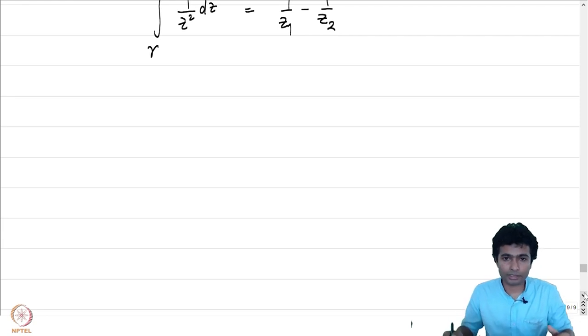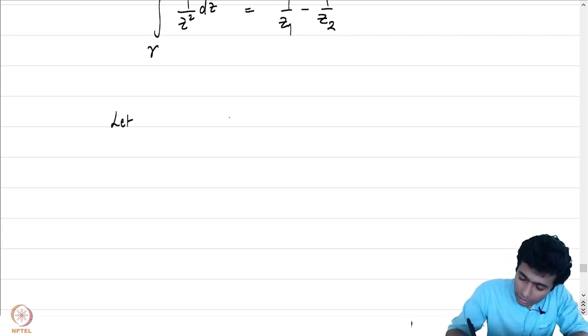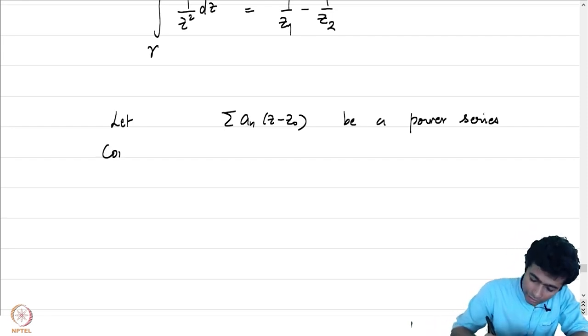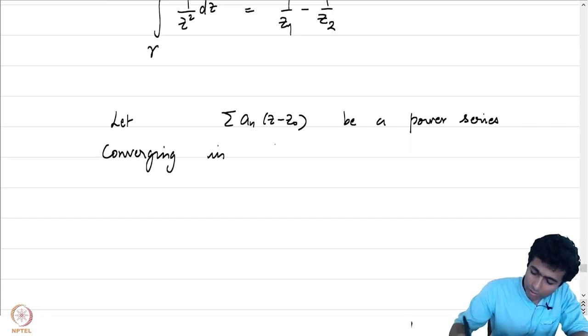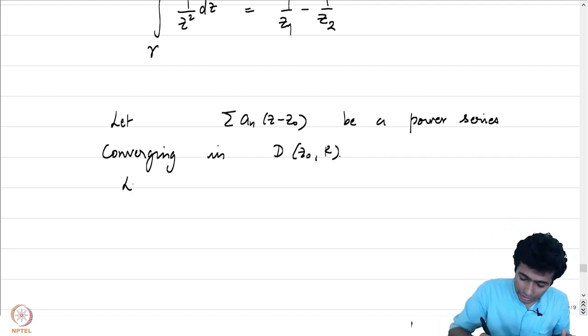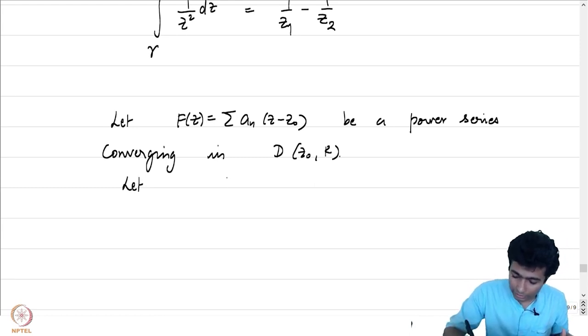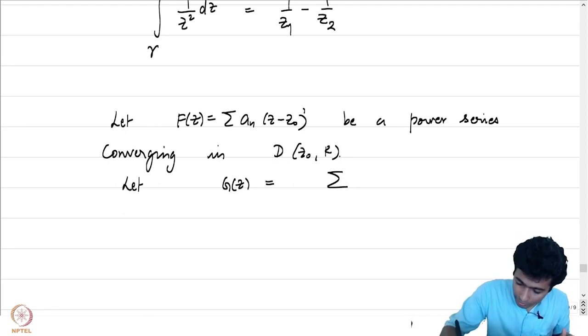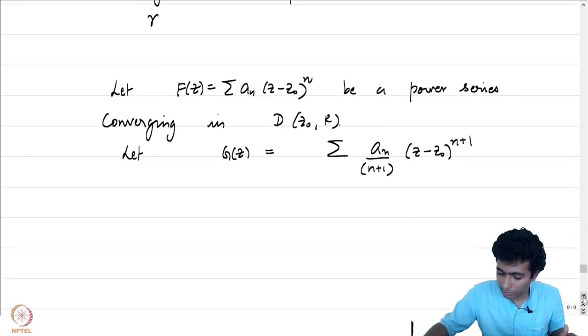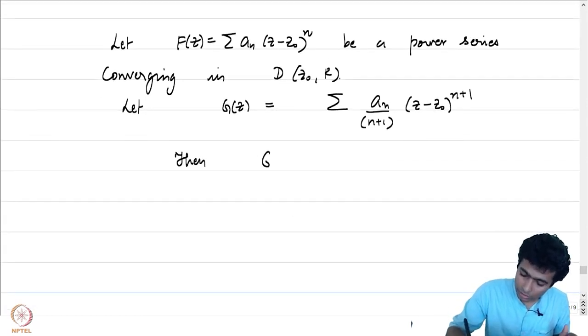Let us now consider some power series in its domain of definition. Let the summation of a_n (z minus z0)^n be a power series converging in the disc D(z0, R). That means R is the radius of convergence of this power series. Let this be capital F. Let g(z) be equal to the summation of a_n by (n plus 1) times (z minus z0) to the power n plus 1. And we have g prime of z is equal to capital F of z.